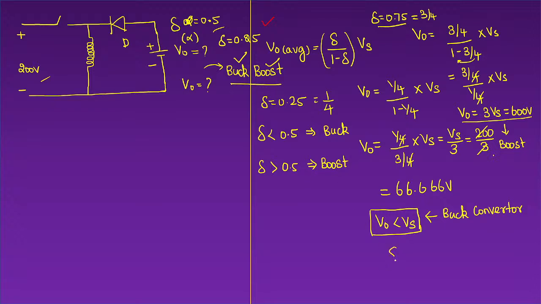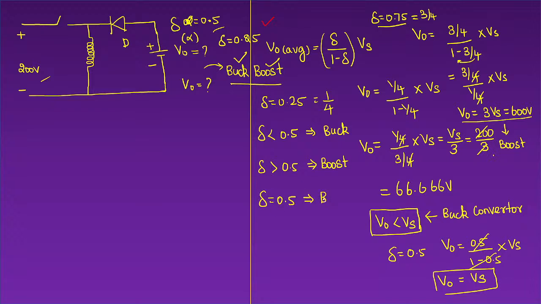Sir, suppose if the value of delta is equal to 0.5, then what will happen? Again, estimate V naught equal to delta upon 1 minus delta into supply voltage Vs. See there, 1 minus 0.5 will be equal to 0.5. So numerator 0.5, denominator also 0.5, 0.5, 0.5 will get cancelled. So V naught equal to Vs. So what we understood, when delta is exactly 0.5, the input and output are both equal, and that circuit is called what? We will be calling it a buffer. Yes or no? So it is acting as a buffer.